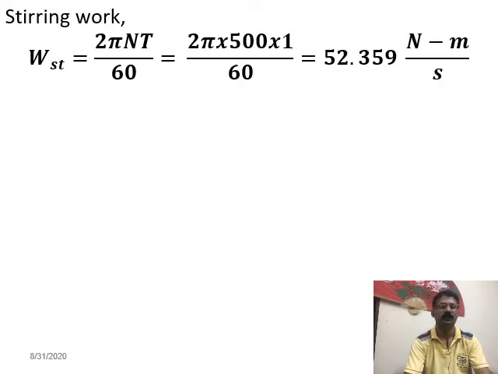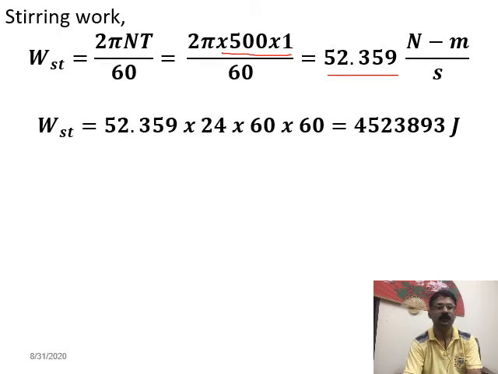So stirring work is given by the formula W_st is equal to 2 pi N T by 60, and substituting for N and T, you will get 52.359 Newton meter per second. So Newton meter is joules. Here he has given the time, unlike the previous problem, where time was not given and you were asked to calculate the time for which the paddle wheel is rotating. So here the time is given, so you can find out the total stirring work done. For that, this joules per second should be multiplied with the time.